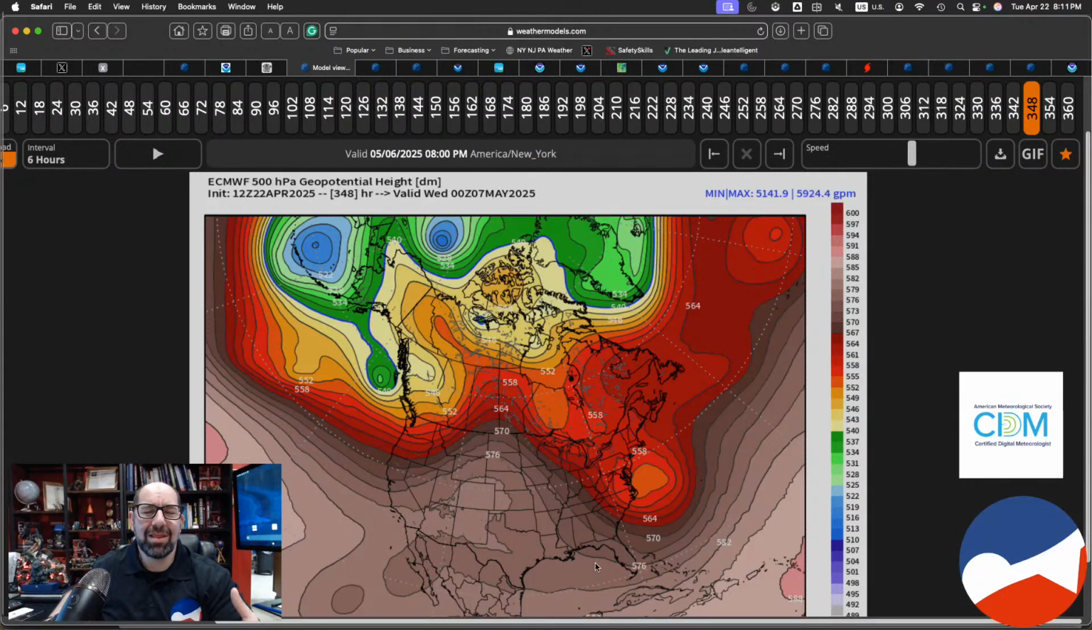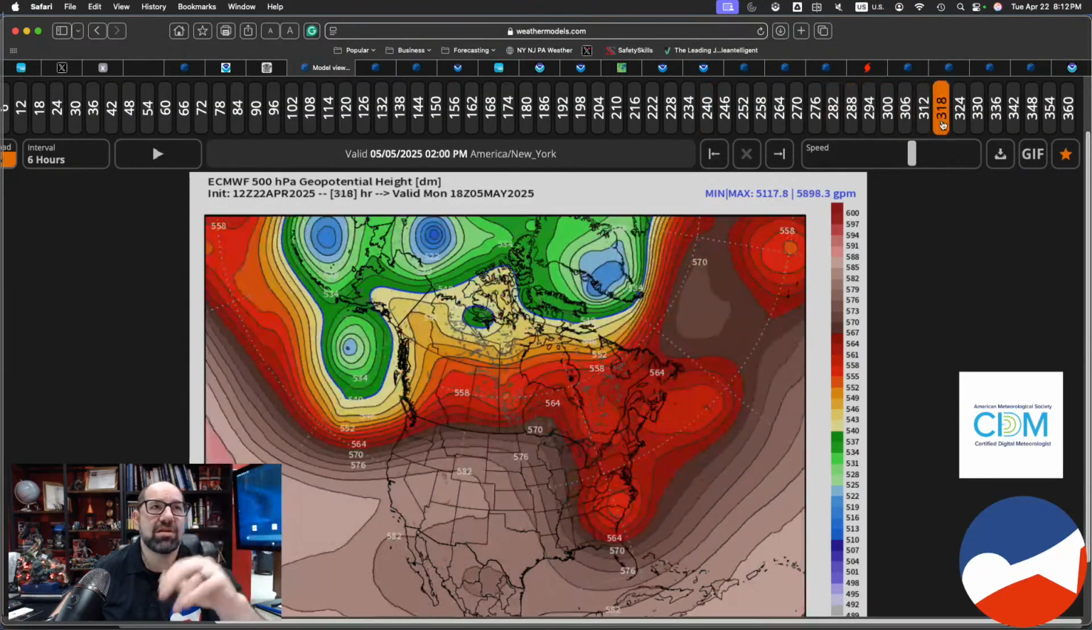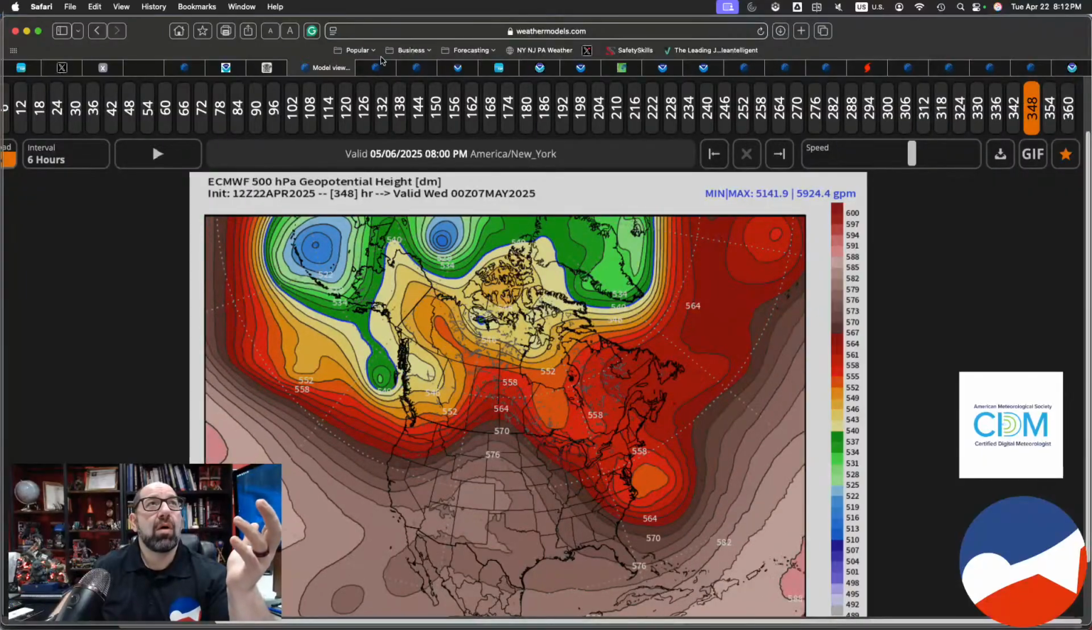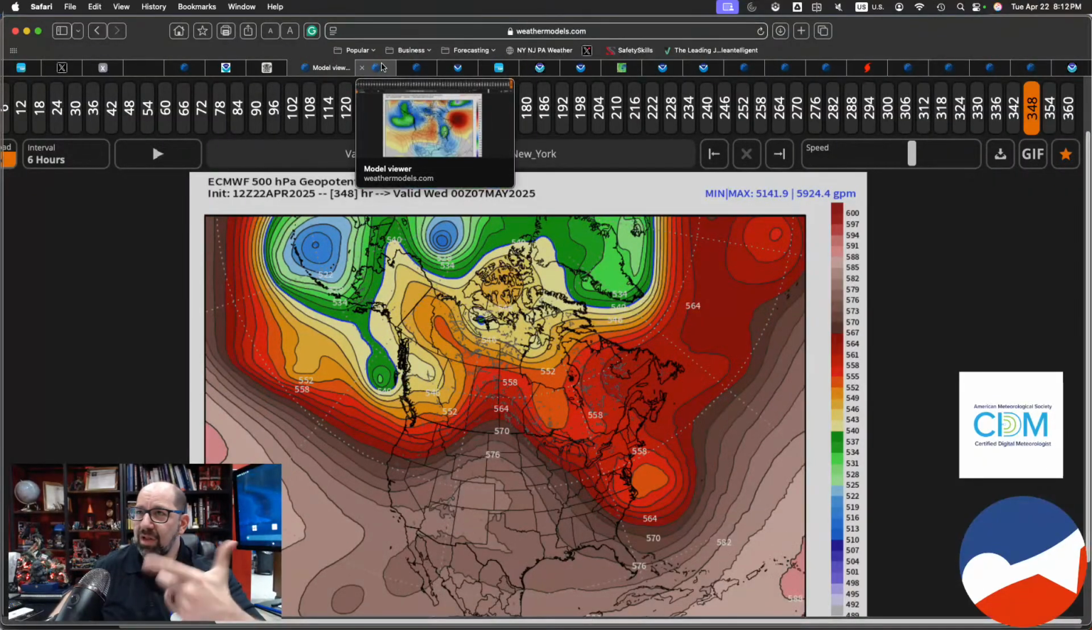So, knowing that the atmospheric dynamics, that the driving parameters don't really support this signal, should be a warning sign to say, I wouldn't play this up. I wouldn't advertise it on social media or anything else, besides the fact it's beyond 240 hours, but that's another story. I'm going to look at some other guidance.